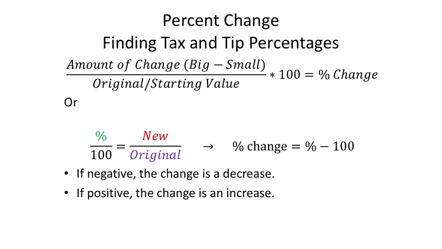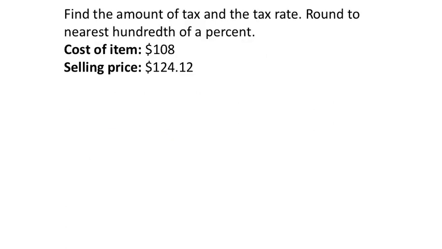Okay, but again, find the amount of change. How much has it changed from an original value to the new value, or vice versa, depending on which one's bigger, and then divide it by whichever value you start with. So there is some reading that's involved here for some of these problems, and you just need to understand which value you're starting with or which one's the original. Okay, so find the amount of tax and the tax rate, round to the nearest hundredth of a percent. So the tax is essentially a percent of change on this one. The tax rate here is a percent of change.